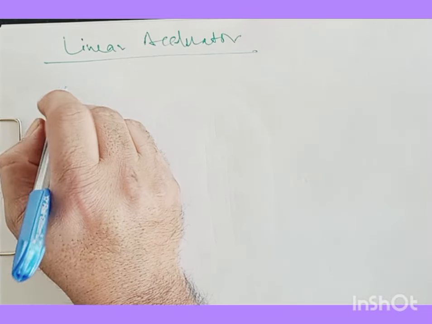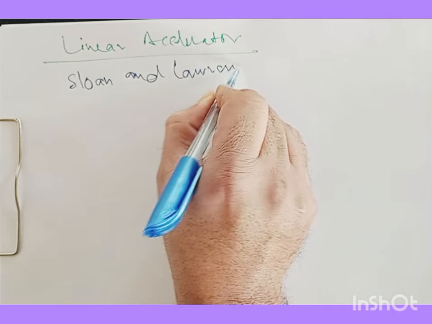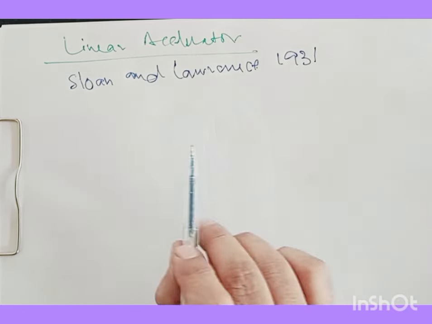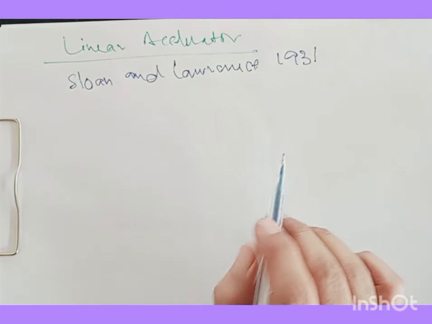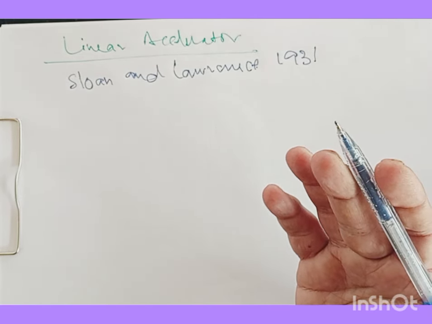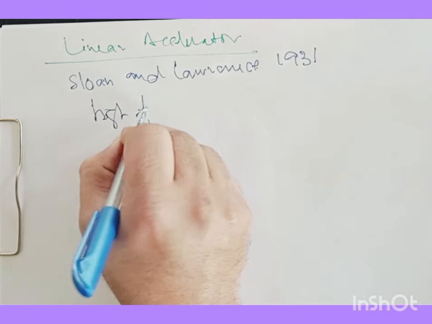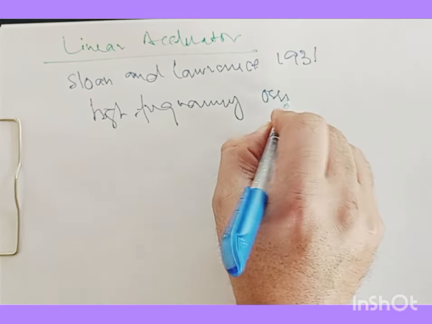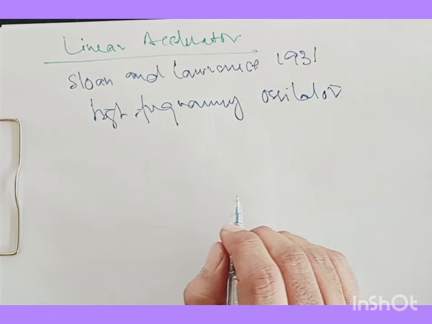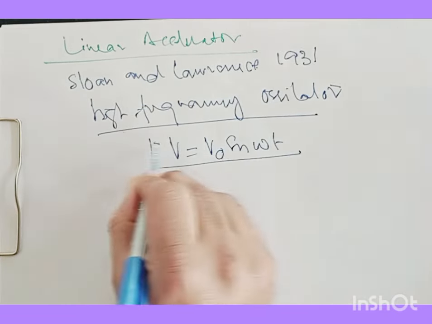This instrument was developed by Sloan and Lawrence in 1931, and it uses the principle of repeated application of accelerating potentials. It was an improvement over the DC-type machines that were developed in those times, in which the accelerating voltage is provided by a high frequency oscillator. Those high frequency oscillators produce high voltage oscillations, and the nature of that oscillation is V equals V naught sine omega t.